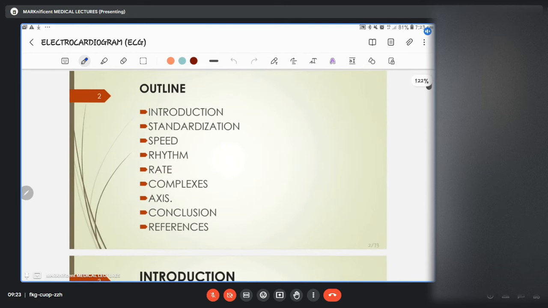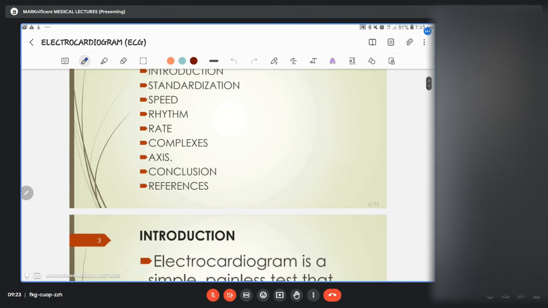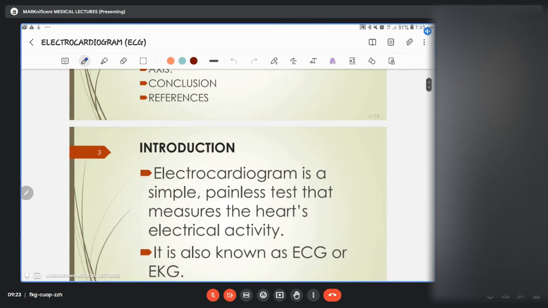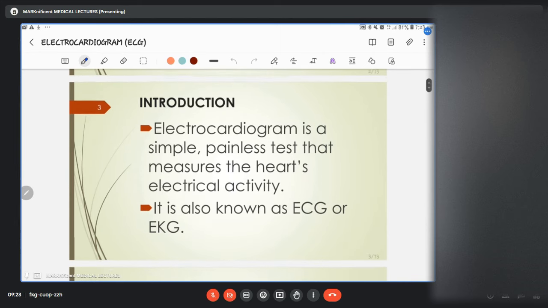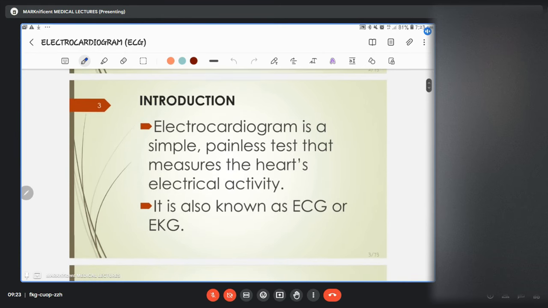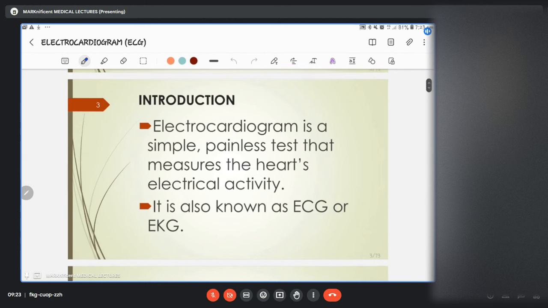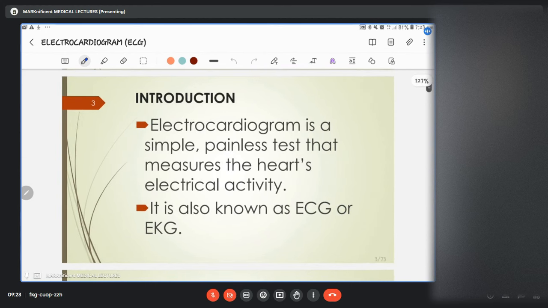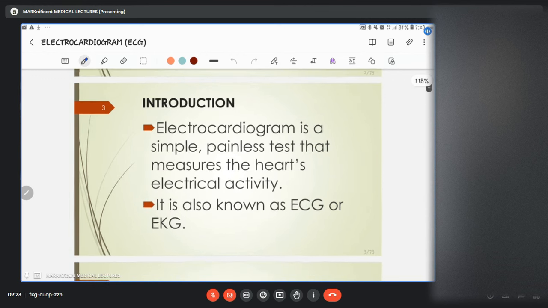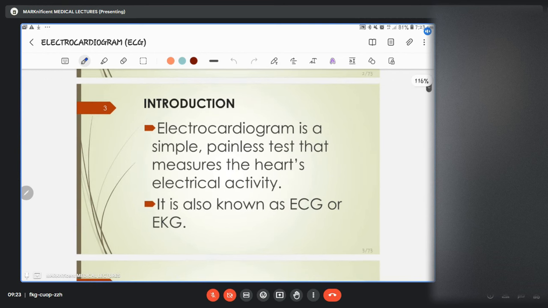So yes, we have the introduction, standardization, the speed, reading, rates, complexes, axis, and then conclusion. Before I start, I'll give credit to one of my colleagues here, Dr. Princess, who I got these notes from. I took the consent from her, and I'm going to use it for my explanation here.